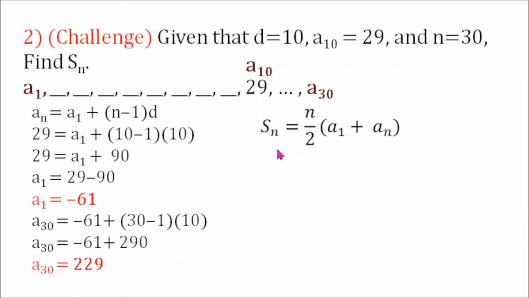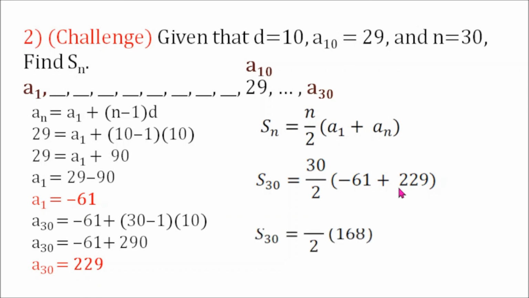So we can use the formula s sub n equals n over 2 times the quantity a sub 1 plus a sub n. So substituting, we have 30 over 2 times the quantity negative 61 plus 229. Simplifying furthermore, negative 61 plus 229 is 168, and 30 over 2 times 168 equals 2520. This is our answer.